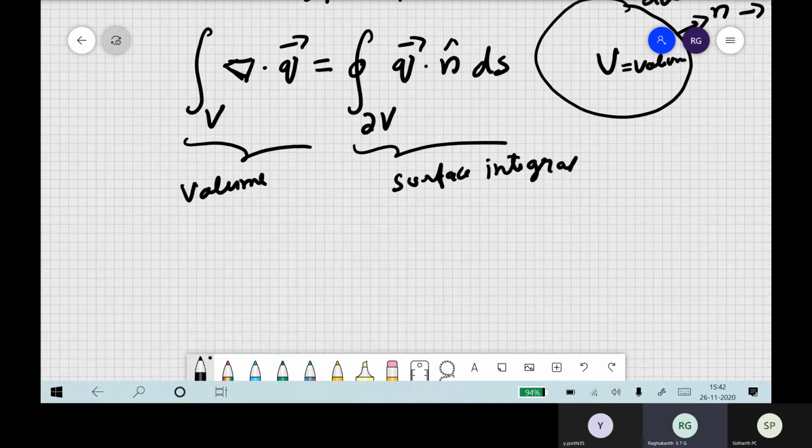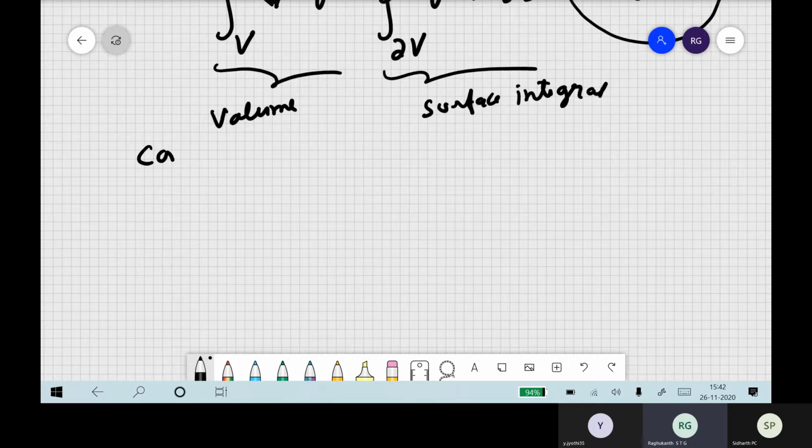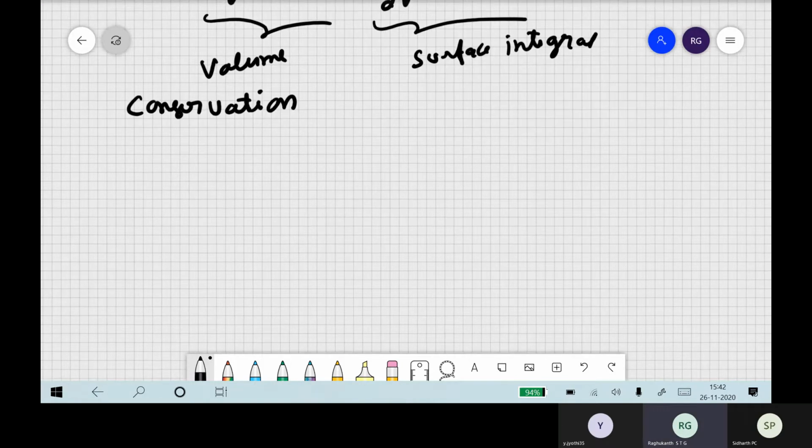Okay, so this Gauss divergence theorem is very, very close to all our conservation laws. Okay, so based on this only we get conservation. Whenever you are talking about conservation laws, there may be conservation of mass, or conservation of energy, or conservation of angular momentum, conservation of linear momentum. Automatically Gauss divergence theorem has to come into picture itself. So the reason is like this.